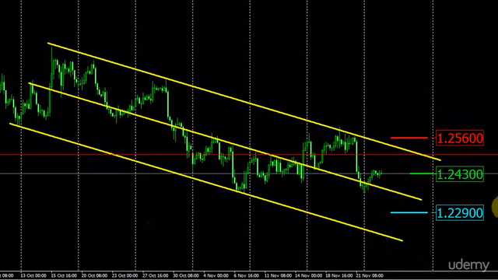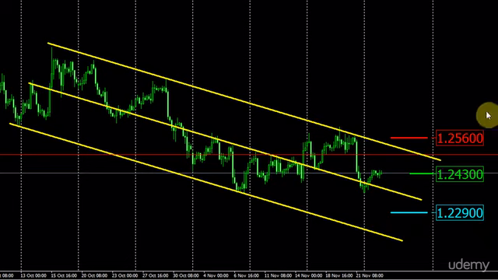Right here I've got some prices marked out. The green price is approximately the current price of the euro-dollar. It's a bit higher than that currently. It's at 1.24319, so basically nearly 2 pips above that. The blue and the red represent where we would want to set our take profit and stop loss levels.